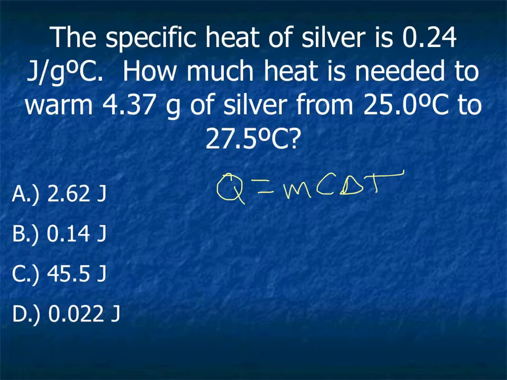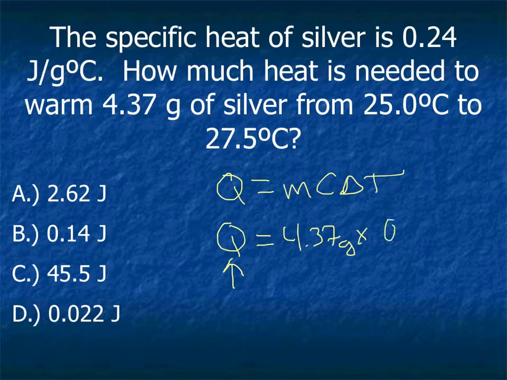Okay, so you're back. Let's look at how we would set this up. We have how much heat is needed to warm. So we know we're trying to find out what Q is. That's our unknown. 4.377 grams is our M, so I'll put that in grams, and then we're going to multiply that by C, and we're given C, which is 0.24 joules per gram degree C.